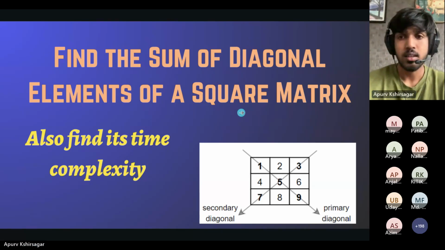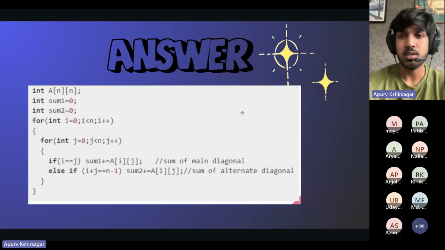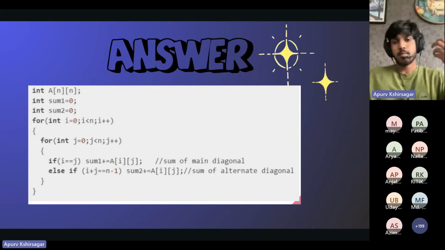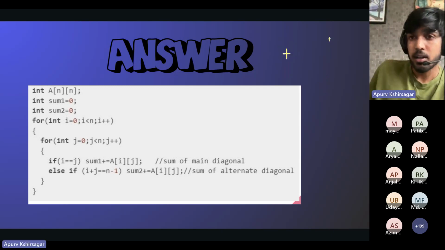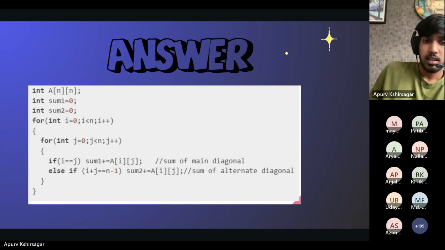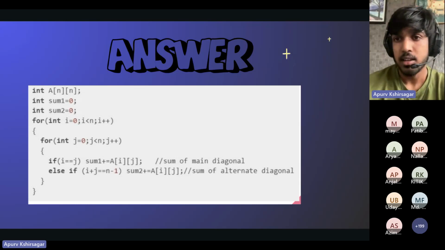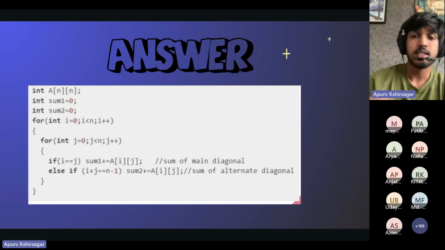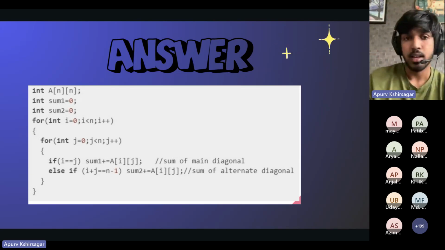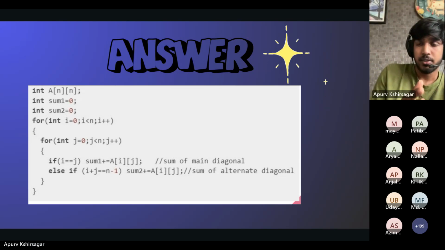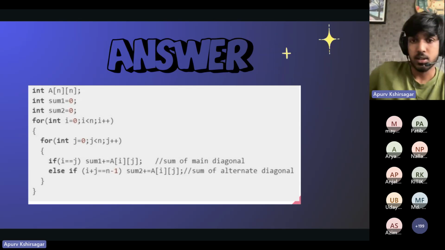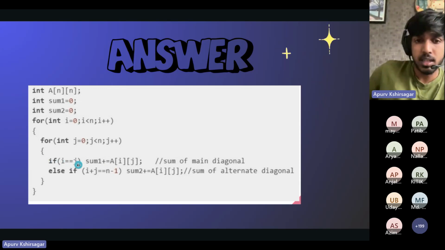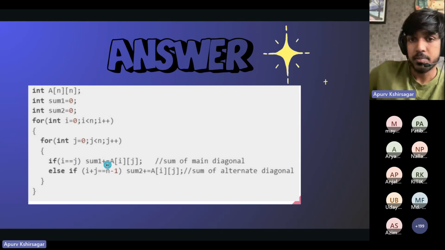Okay, so let's go to the solution. Now this is the most common answer. Now what does it say? What is the property of a diagonal element? Here I'm talking first of primary diagonal. For a primary diagonal, its special property is that its row number is equal to its column number. That is, its i, which here represents its row number, is equal to j. Now this is what I've used here. If i is equal to j, then I add it.